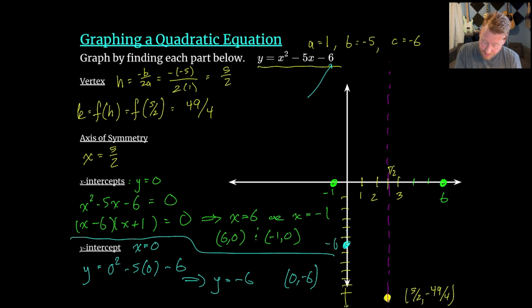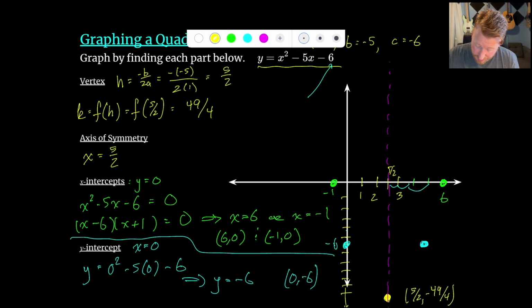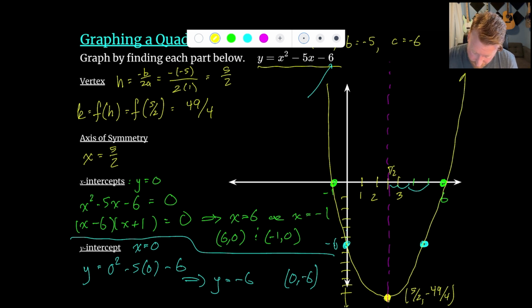We can use the axis of symmetry to get another point. If I went over 2.5 to the left, I can go over 2.5 to the right and find another point symmetrical on the other side. And now I can draw my graph, which is going to look something like that. Let me try a little bit better, see if I can get through that point.